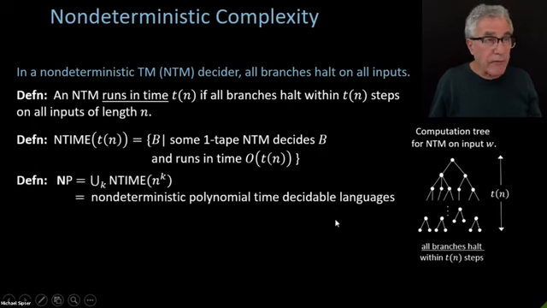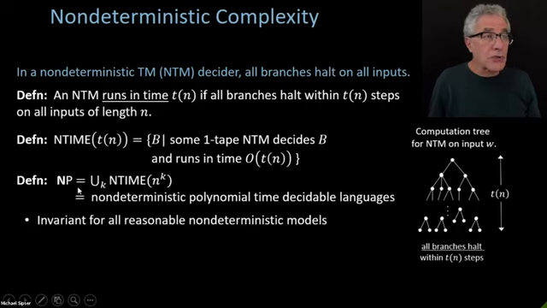And by analogy with what we did before, the class NP is the collection of all languages that you can do non-deterministically in polynomial time. So it's the union over all of the NTIME classes where the bound is polynomial. Okay, so a lot of this should look very familiar, but we've just added a bunch of non-deterministics and a bunch of N's in place, but the definitions are very similar.